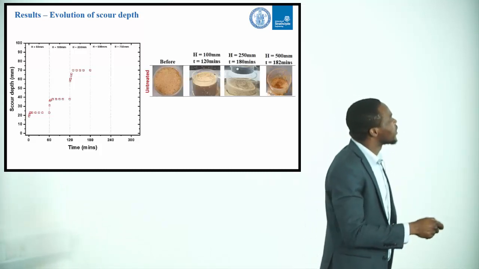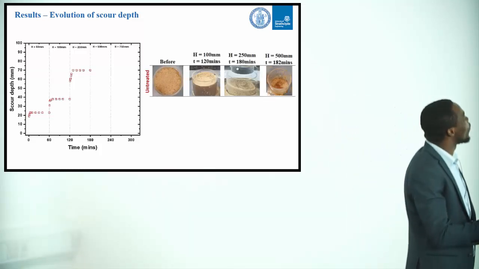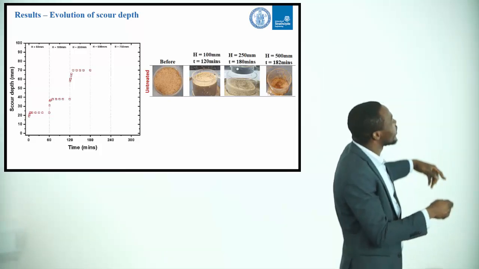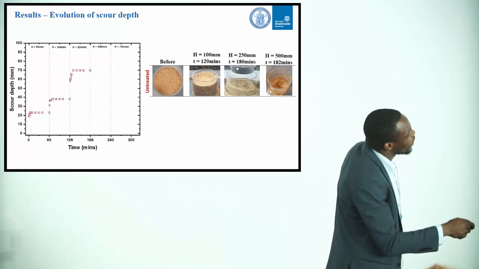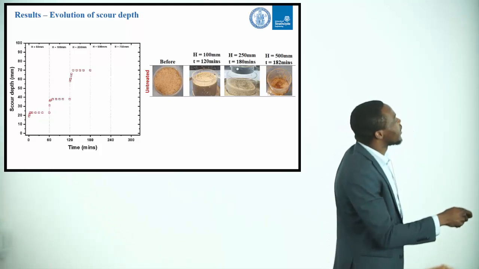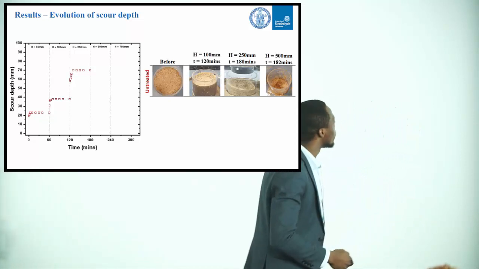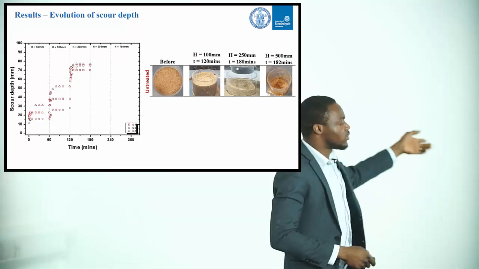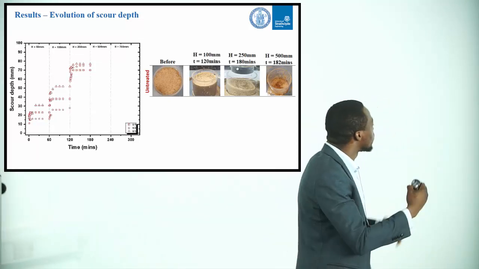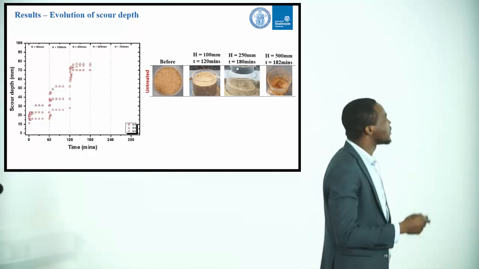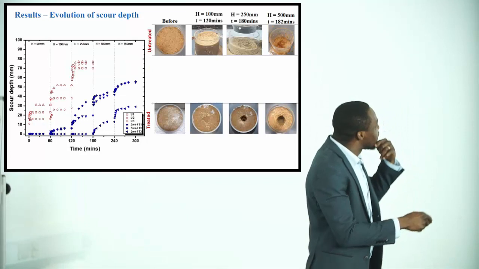And this is just images of the soil before, and at, like I said, hydraulic head of 100 millimeters, that's here. After 120 minutes, we had this level of scour depth, and at 250 millimeters, and at 500, just 2 minutes after, we have everything eroded. For the three others, the replicates, the difference is not really quite much, significantly, when we tested with some simple statistics.